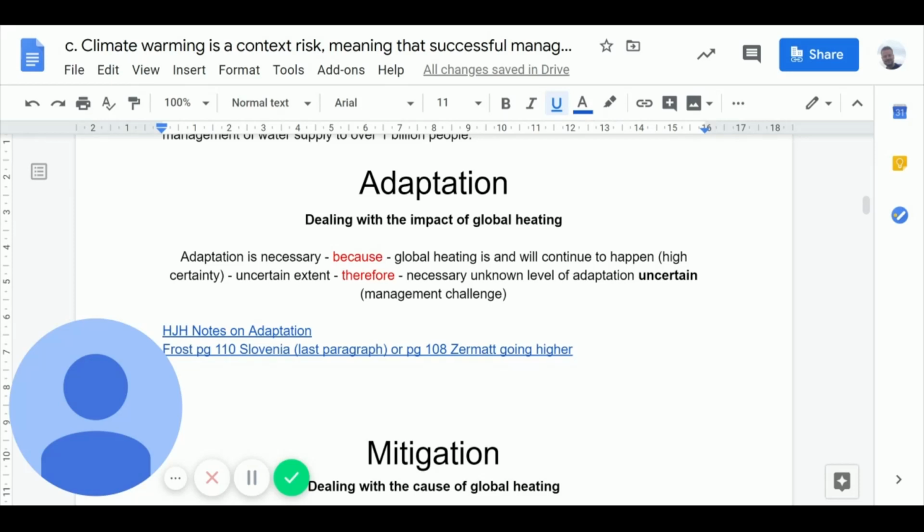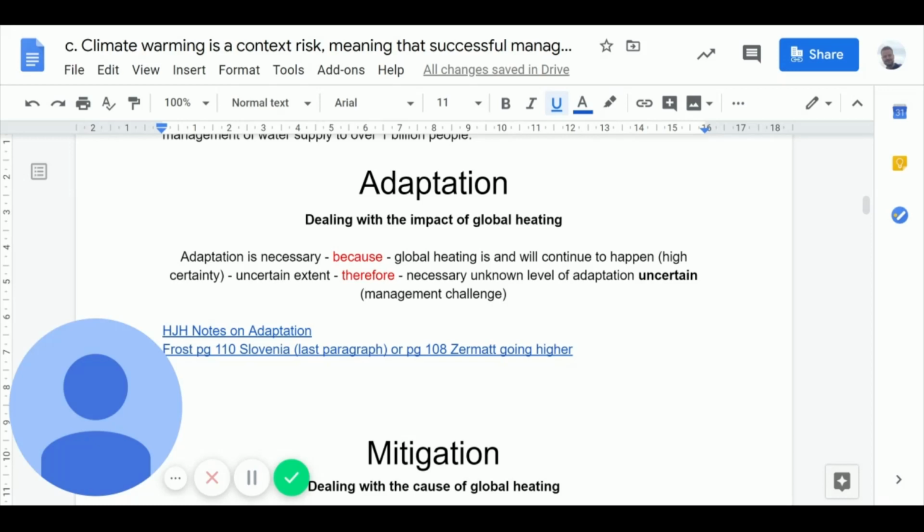So the direct impact of global heating, you've got to deal with it. So you accept it's happening, such things like sea level rise, peat's going to dry out, you're going to get drier summers in Snowdonia. You've got to work out what to do about it. That's adaptation. So like it says there, it's necessarily because global heating is and will continue to happen. That's high certainty. And I'm using the words from the IPCC there, high certainty. But the extent is uncertain. And that will depend on those representative carbon pathways, which we discussed earlier.